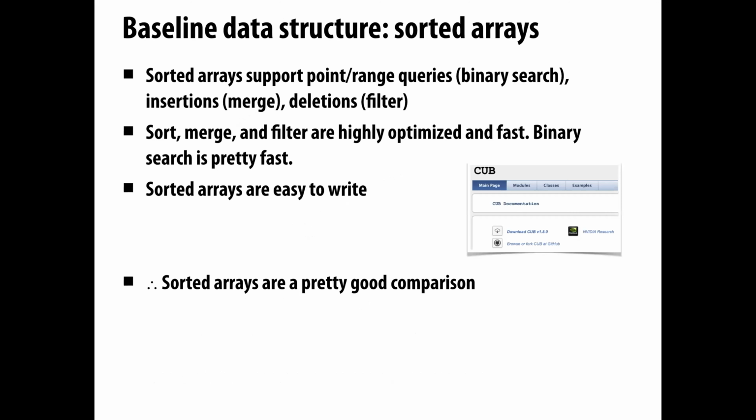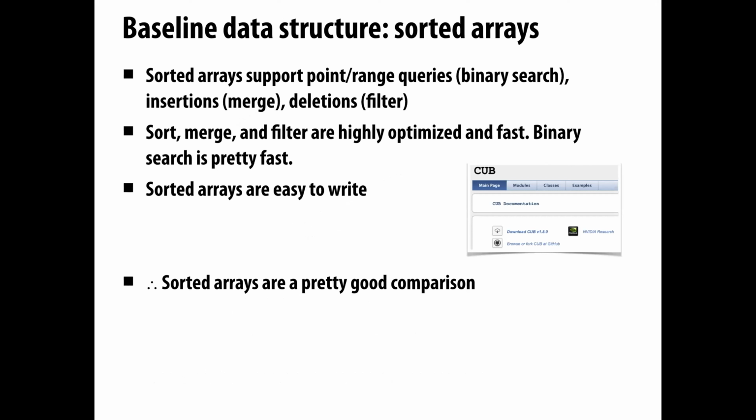Okay. So the baseline data structure that we use for comparison is something very simple and supported well by CUDA, and that's a sorted array. If you're a theorist, you think about using a sorted array as a data structure, and you think there are some really bad things about that. But it turns out on a GPU, a sorted array is both simple and reasonably fast, right? If you want to do queries into a sorted array, you can do a binary search.